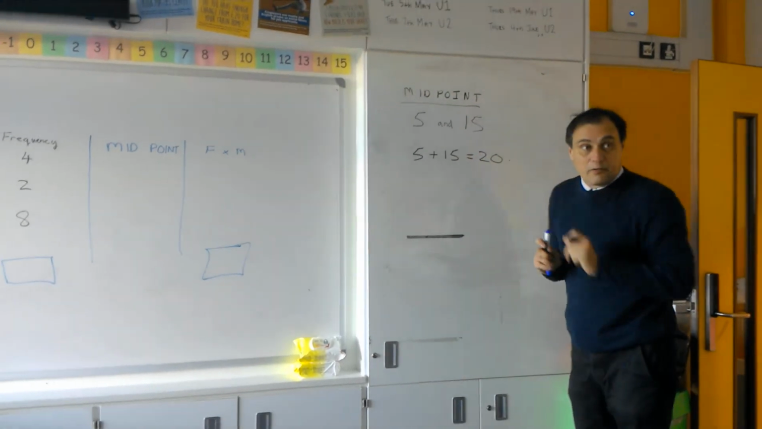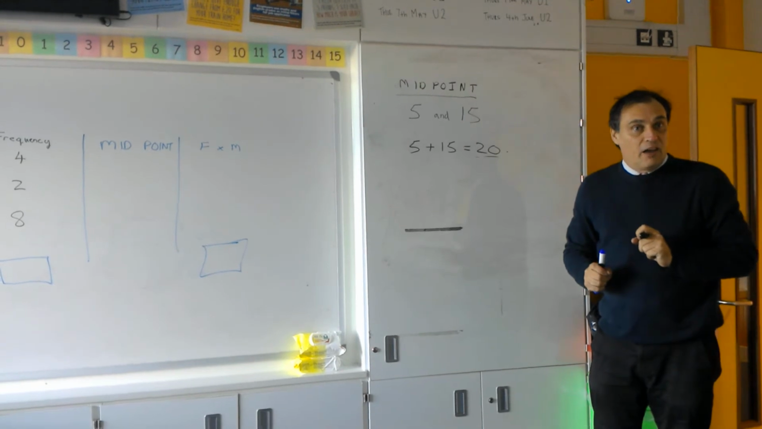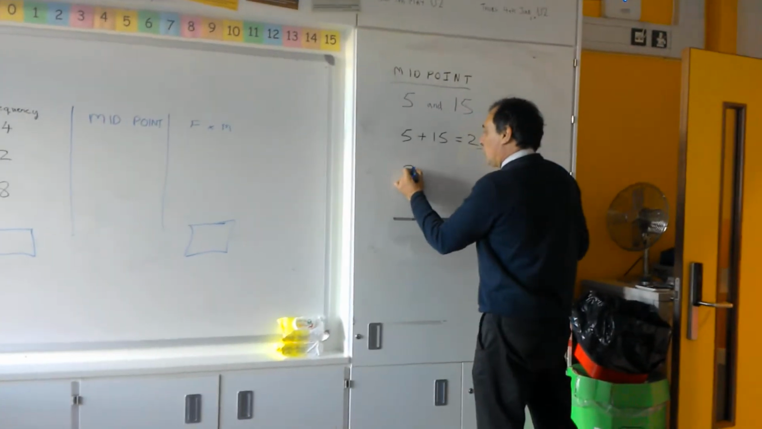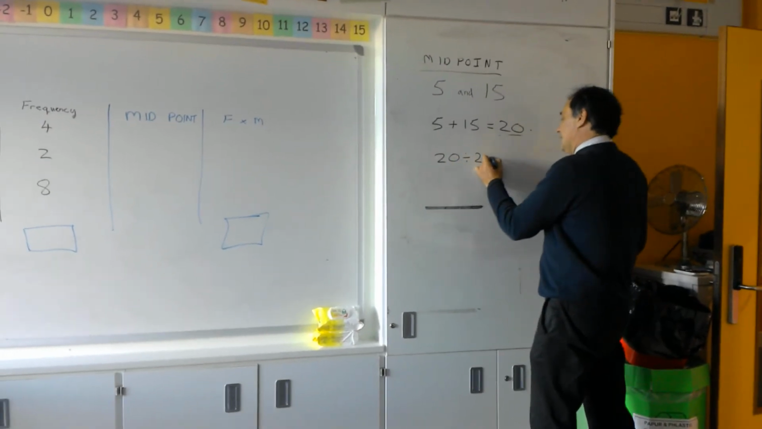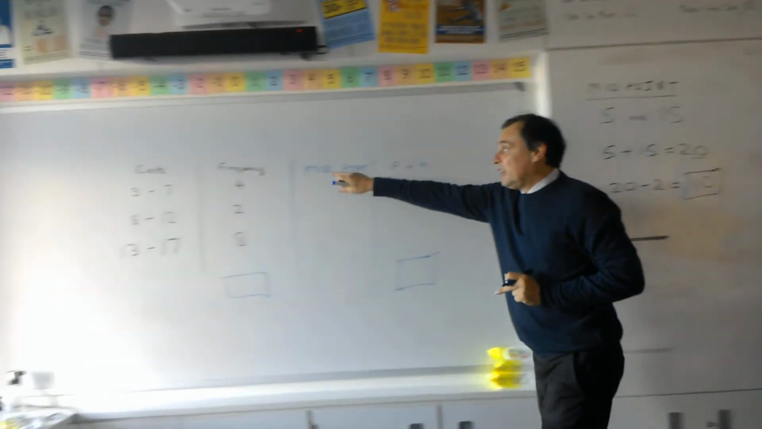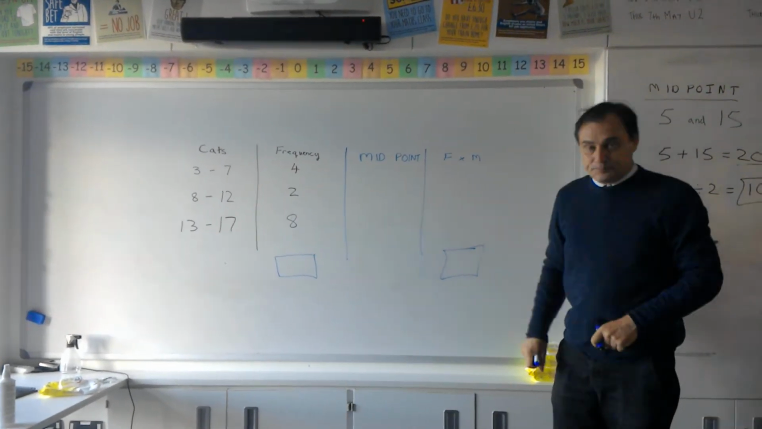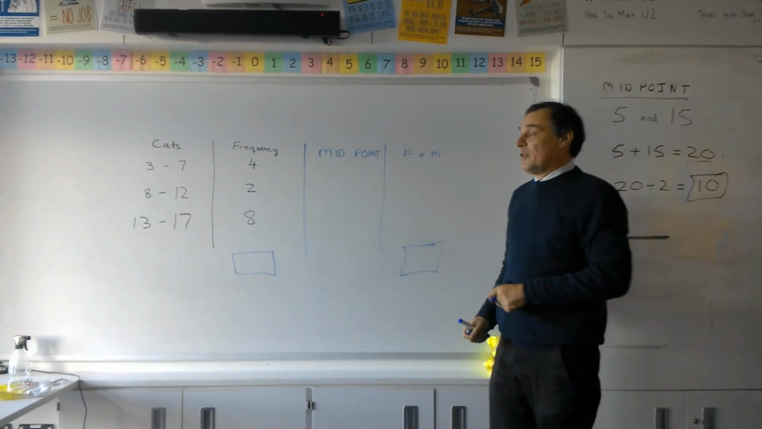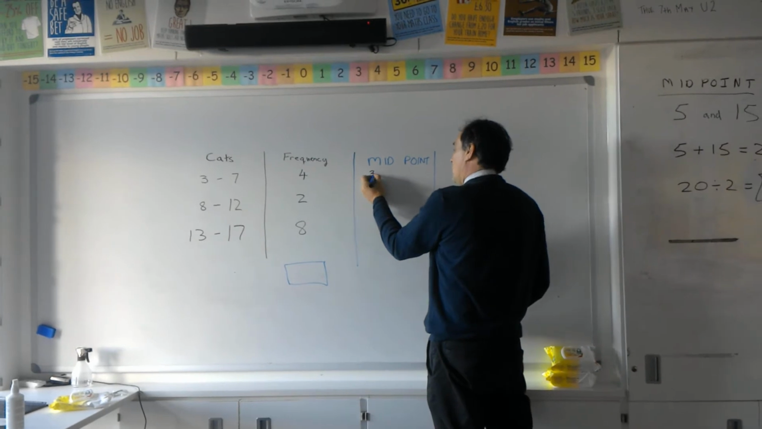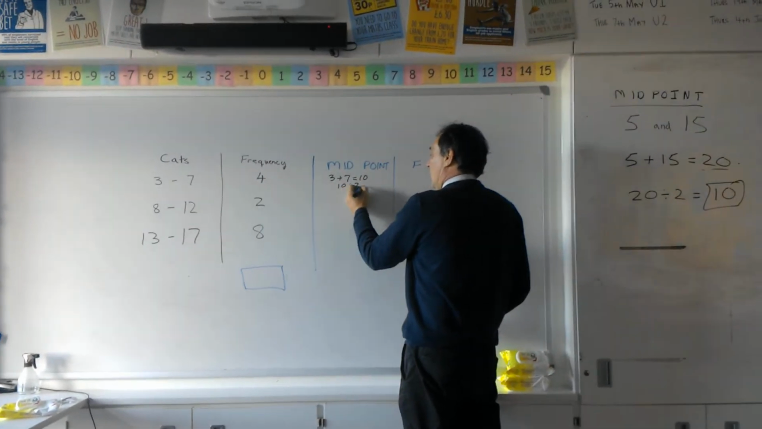The next job I've got to do, when I've added the 2 numbers together, I've got to halve my answer. So what is half of 20? 10. So 20 divided by 2 is 10. That is my midpoint. Now I'm going to do midpoints for each of these numbers here. So we're going to do the 3 and the 7 first and get a midpoint. So 3 plus 7? 10. Half of 10? 5. So 3 plus 7 equals 10, and 10 divided by 2 equals 5.